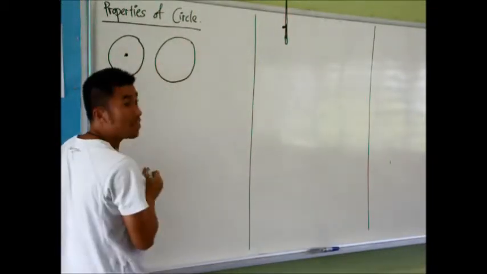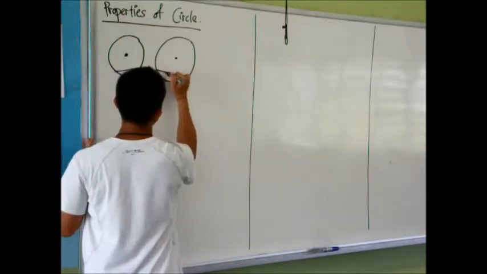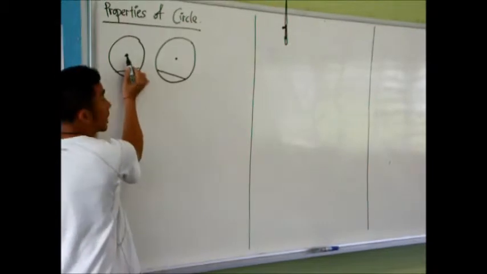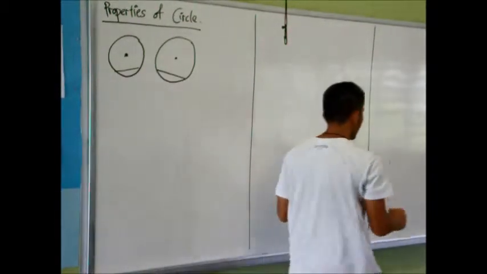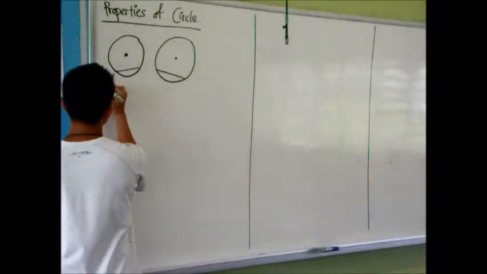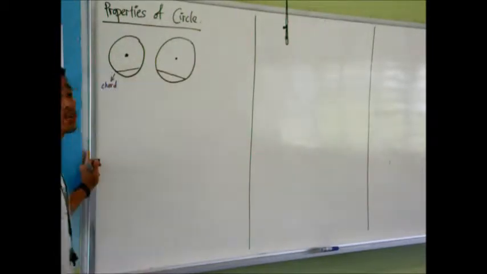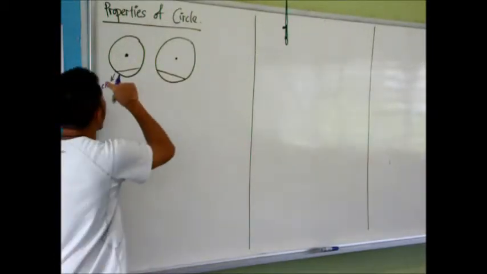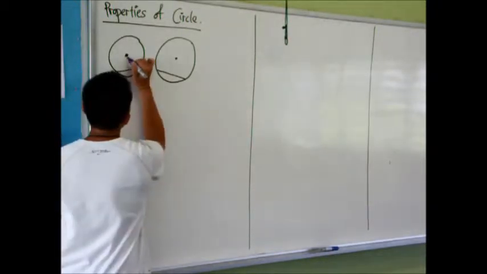If from the center, this is the center of the circle, what is this line called? What is that line called? A chord. A chord divides the circle into two parts. But a chord that passes through the center, what is it called? Diameter.